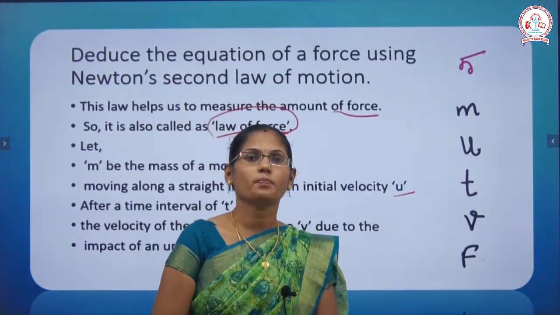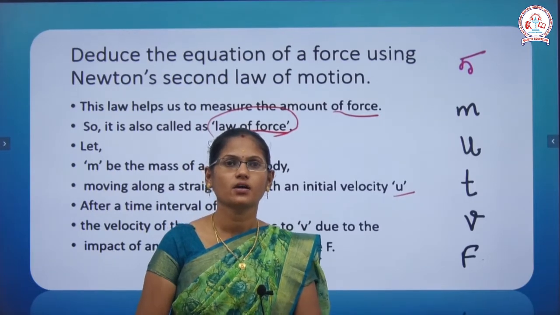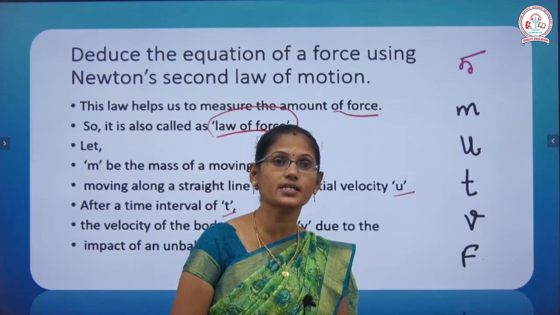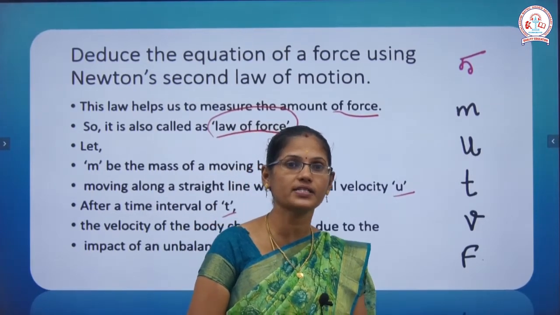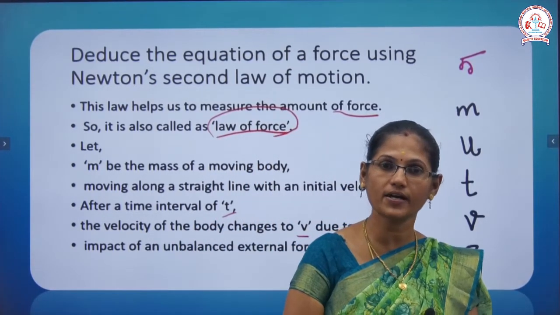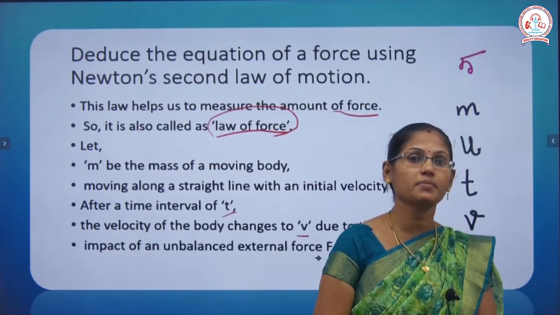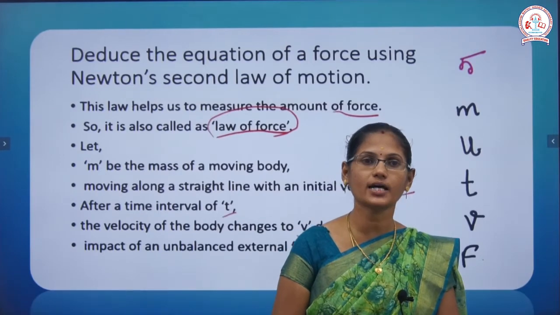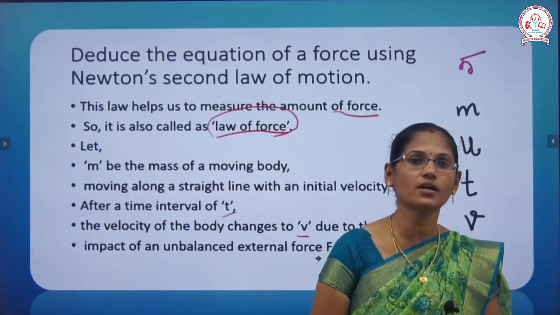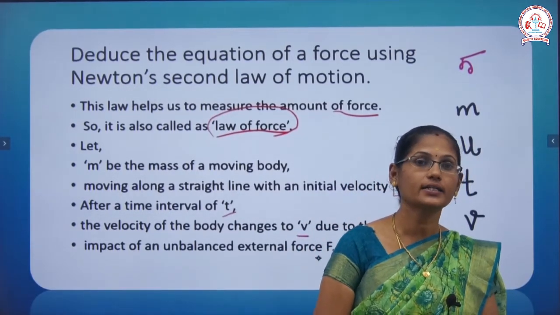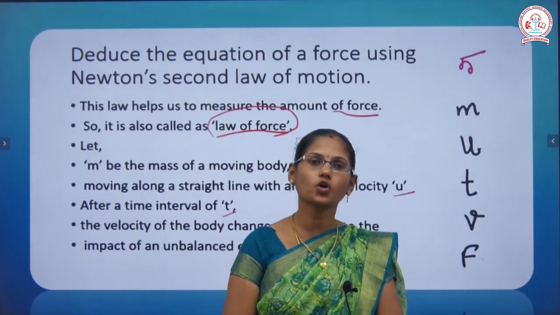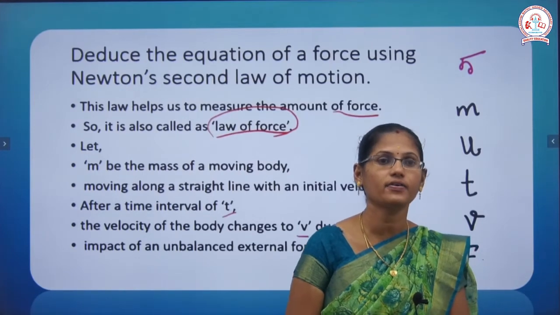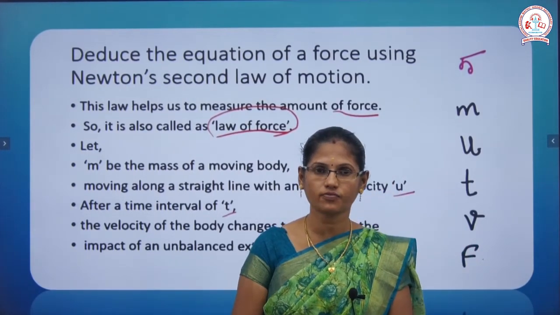Before we start the derivation, we should know the physical terms. What are the physical terms we are using in this derivation? There are 5 physical terms. What is the first term? M is the mass of a moving body, U is the initial velocity, T is the time interval, V is the final velocity, and F is the external unbalanced force.